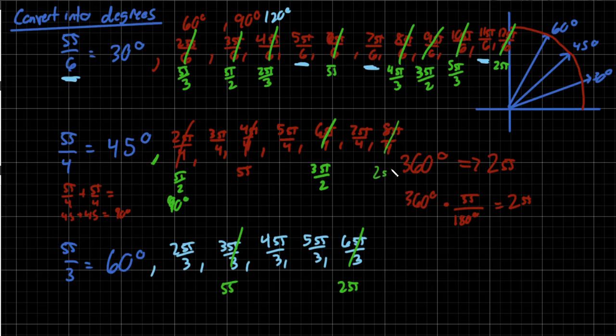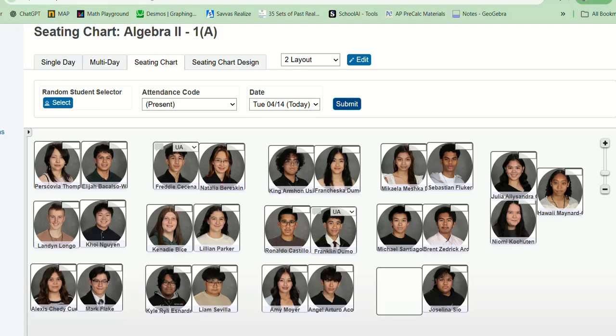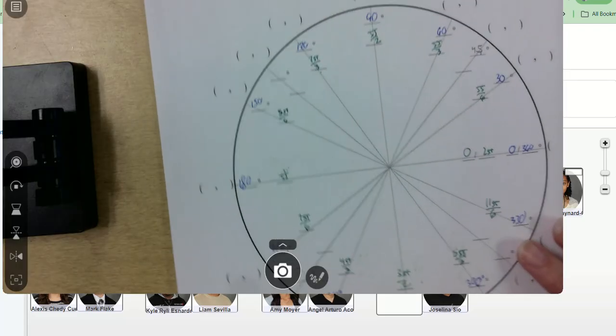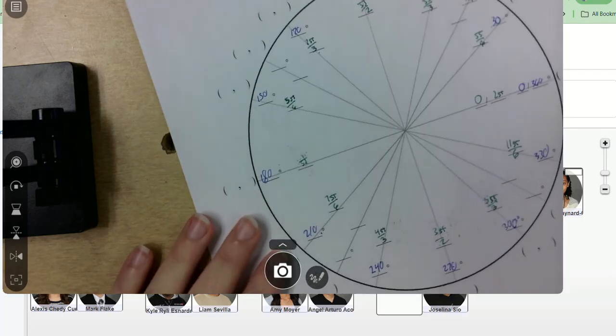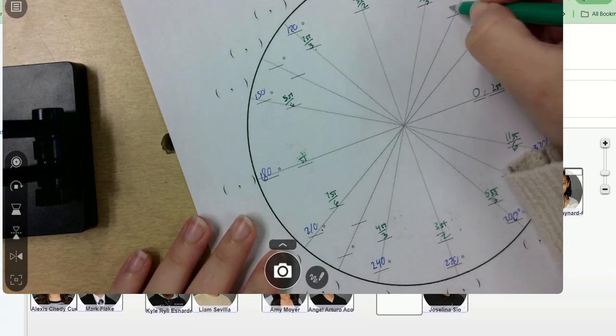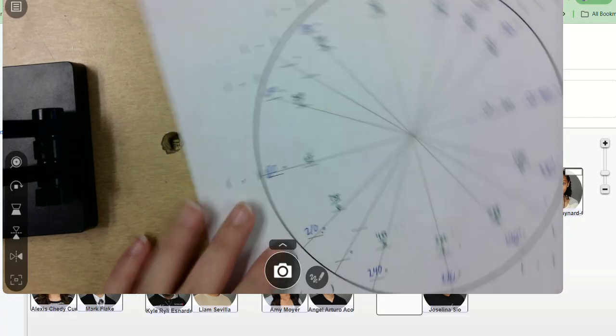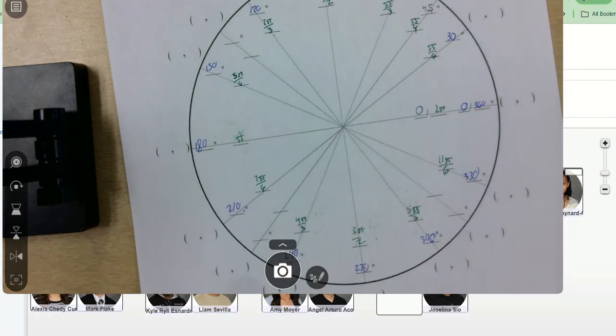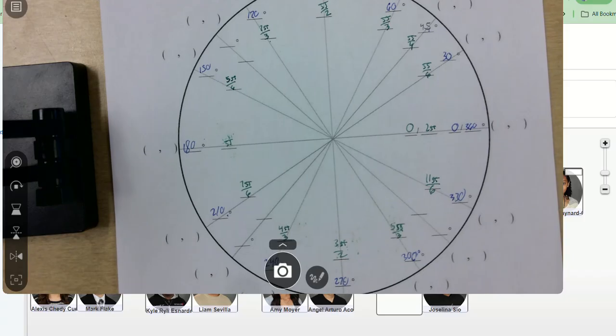So we got 2 pi. And this was pi over here. So we are keeping 3 pi fourths, 5 pi fourths, and 7 pi fourths. That's what we're keeping. That's what's not on our unit circle yet. So 3 pi fourths. Okay, 3 pi fourths is, this is pi fourths, because that's 45 degrees. Where is 3 pi fourths? In between which two?